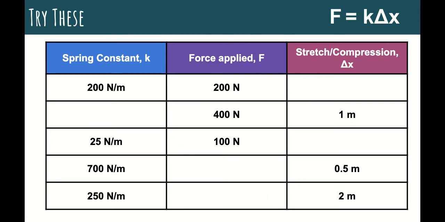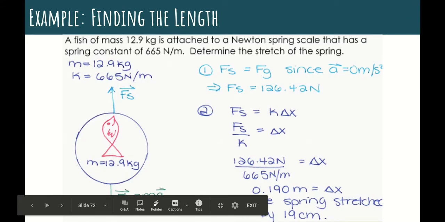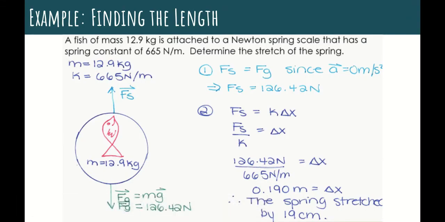So on the very last one, we have 250 Newton meters for the spring constant. We're going to multiply that with 2 for the distance that it's changed to get 500 newtons down here. So we have 3 examples here. First one, we're going to find the length of the spring, that's how far it's been stretched.